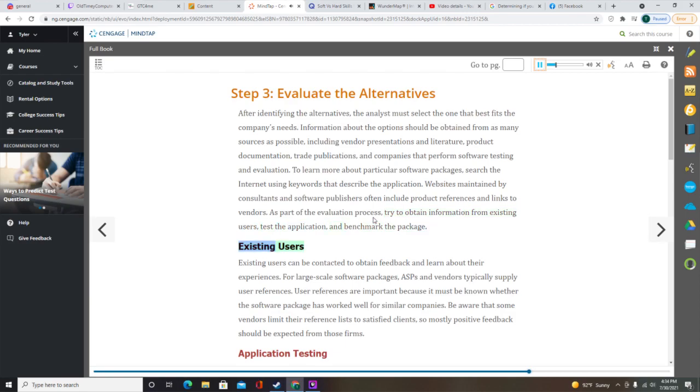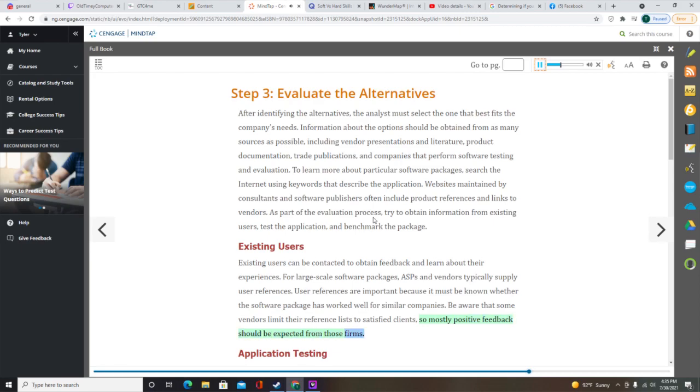Existing users. Existing users can be contacted to obtain feedback and learn about their experiences. For large-scale software packages, ASPs and vendors typically supply user references. User references are important because it must be known whether the software package has worked well for similar companies. Be aware that some vendors limit their reference lists to satisfied clients, so mostly positive feedback should be expected from those firms.